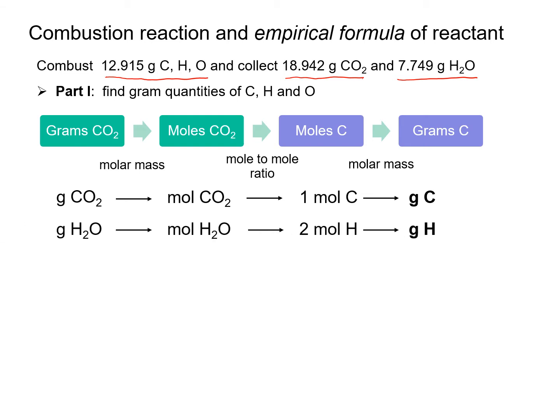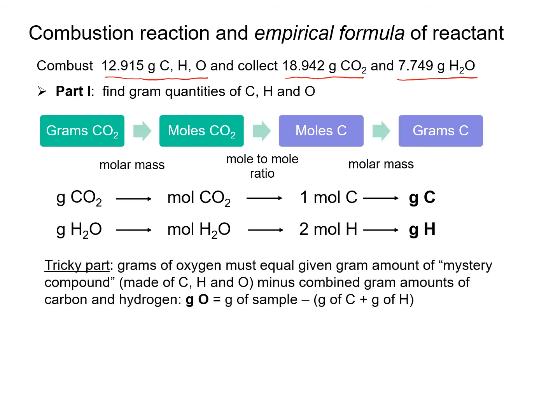You repeat this process for water. So you take your grams of H2O, you convert that to moles of H2O. You note that there's a 2-to-1 ratio, 2 moles of hydrogen for every 1 mole of H2O. This is important. Then finally, you can take your moles of hydrogen and get grams of hydrogen.